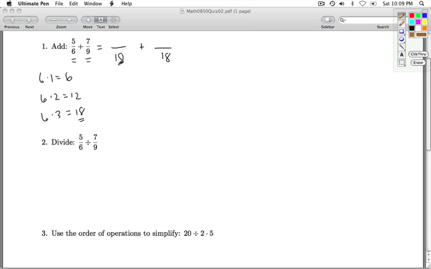6 times 3 gives 18, so I multiply the 5 times 3 to get 15. 9 times 2 is 18, so I multiply 7 times 2 to get 14. And now that I have the same denominator, I can add the numerators. And so when the dust settles, I get 29 over 18. And that'll do it for number 1.